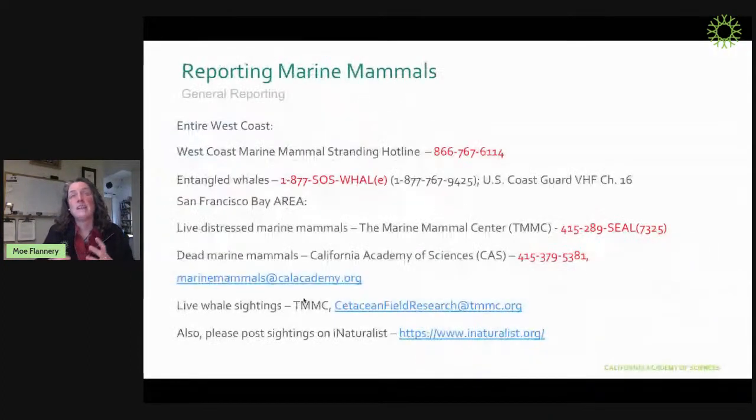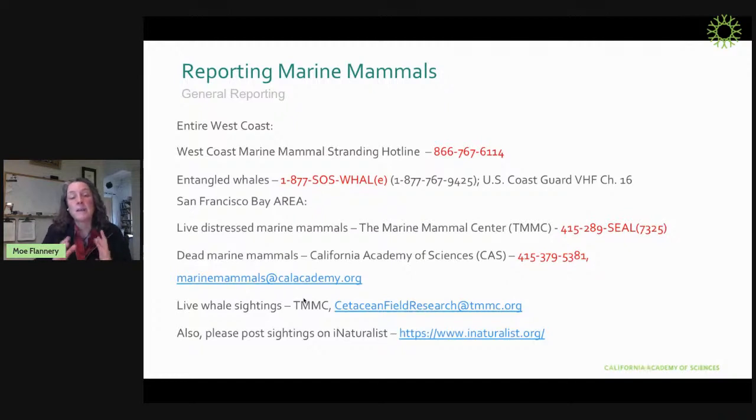So the idea of this masterclass is that we need more eyes and ears out on the beaches looking for all sorts of species, and that's what you'll learn in iNaturalist. You can upload photos of any species that you see along the coast, from nudibranchs to large whales.